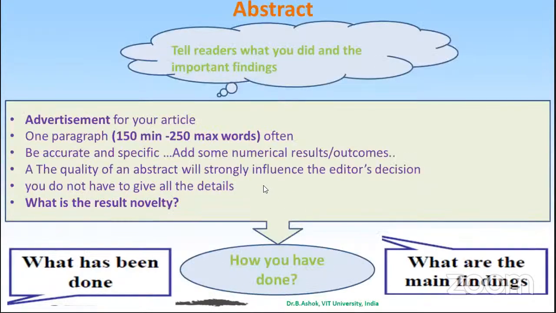And of course, the next one is the abstract. In some journals they expect 150 words, some journals expect 200. But generally, a good abstract will be in the range of 250 to 300 words, or restricted up to 250 words. So what are the things that can be included in the abstract?